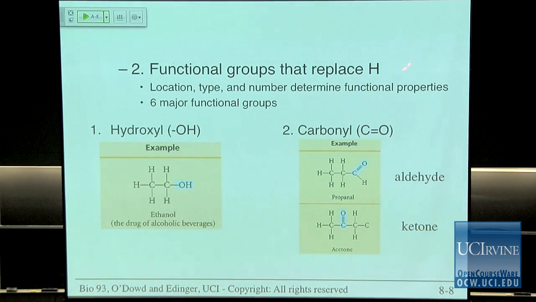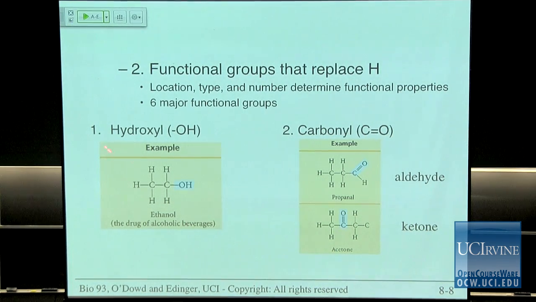Okay, the second major factor contributing to the diversity of these compounds is that there are a number of functional groups that can replace hydrogens, and it's the location, type, and number of different functional groups that determine functional properties of the molecules. There are 6 major functional groups that we're going to be talking about in this class, and you're going to need to know the names, the structure, and the function of all of these.